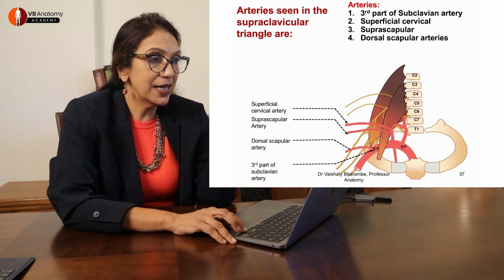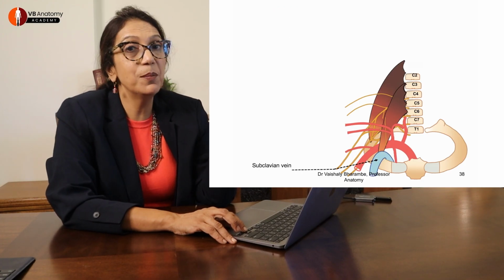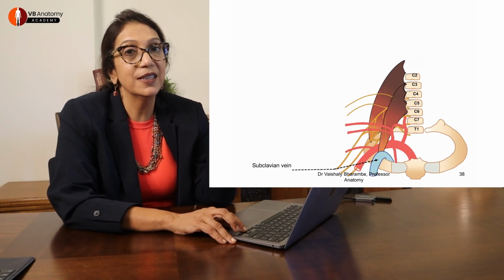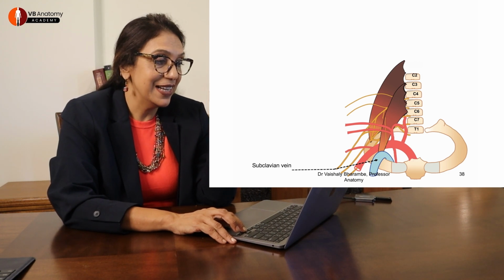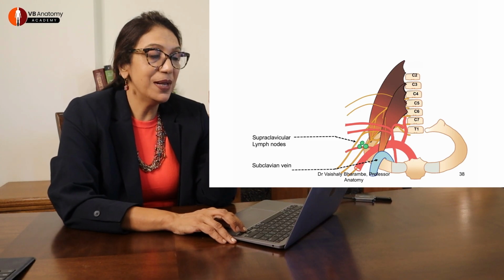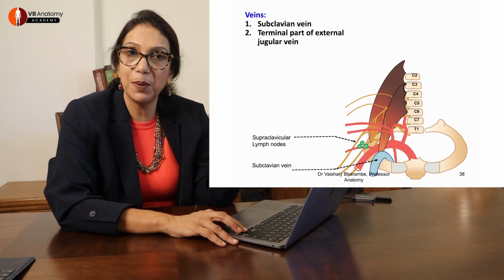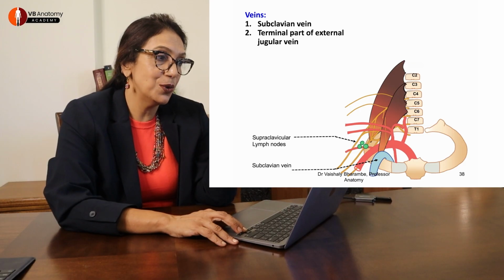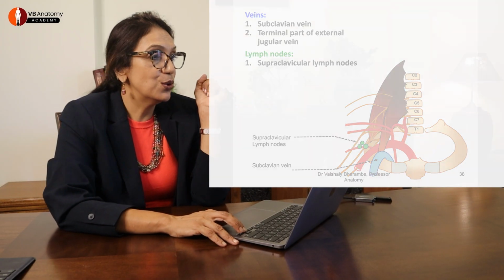Okay. Let's take it forward from here. I can see my subclavian. Try to remember what drains into subclavian. External jugular. Good. And what you also see here is the supraclavicular lymph nodes. Okay. So now let's put it all on screen. Veins, subclavian and terminal part of external jugular. Lymph nodes, supraclavicular lymph nodes. Right. So now I think there is some chance of your remembering the contents.